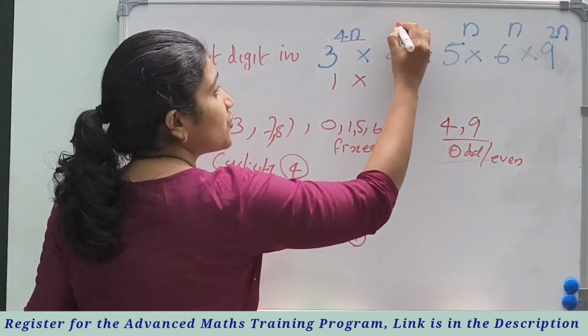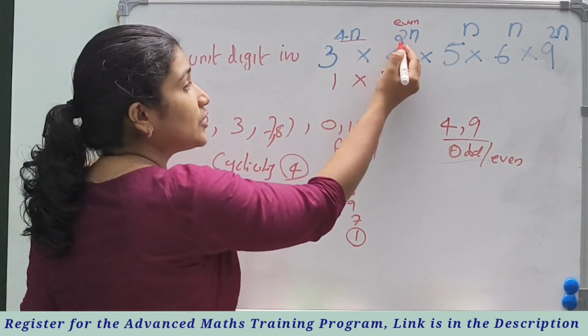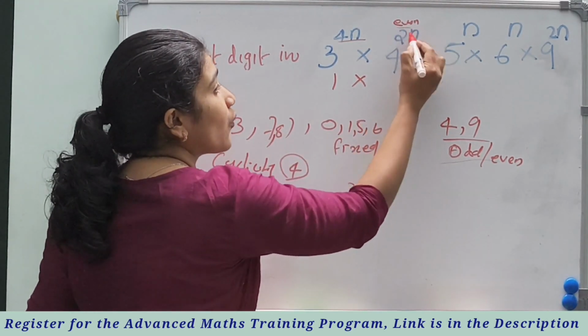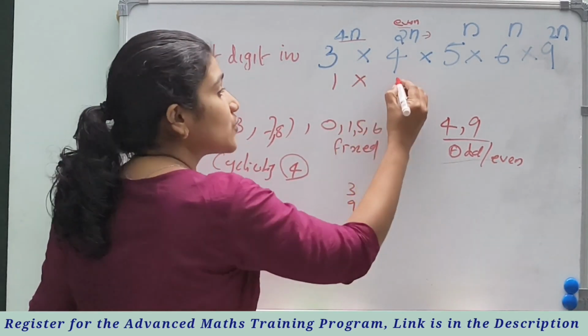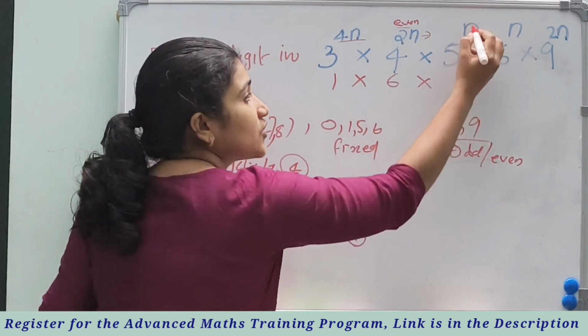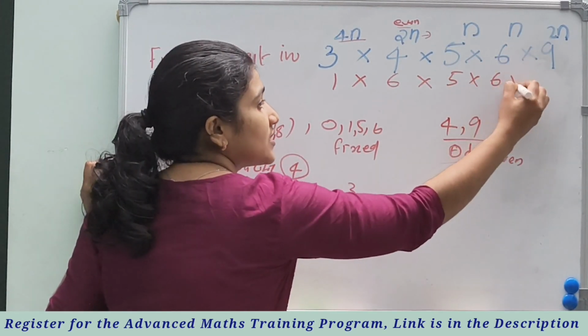And 4 raised to 2n. 2n is even. If you multiply any number with 2, that number will become even. So here 4 raised to an even number means 4 square is 16. So 6 is the unit digit in 4 raised to an even number. Now 5 raised to any number, unit digit is 5. 6 raised to any number, unit digit is 6.